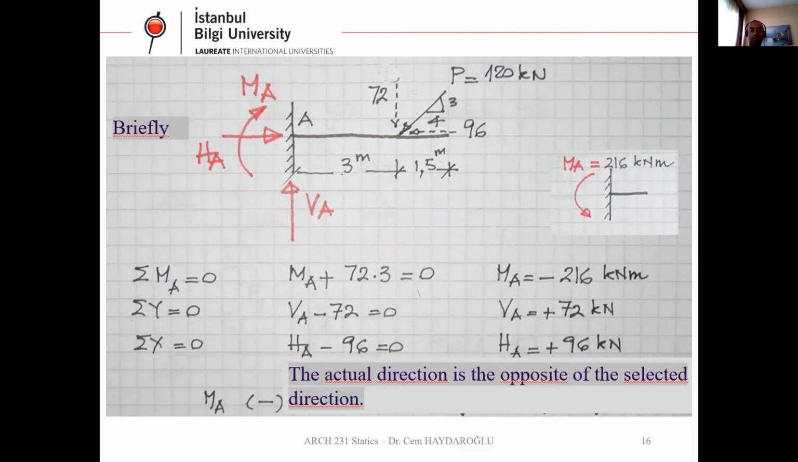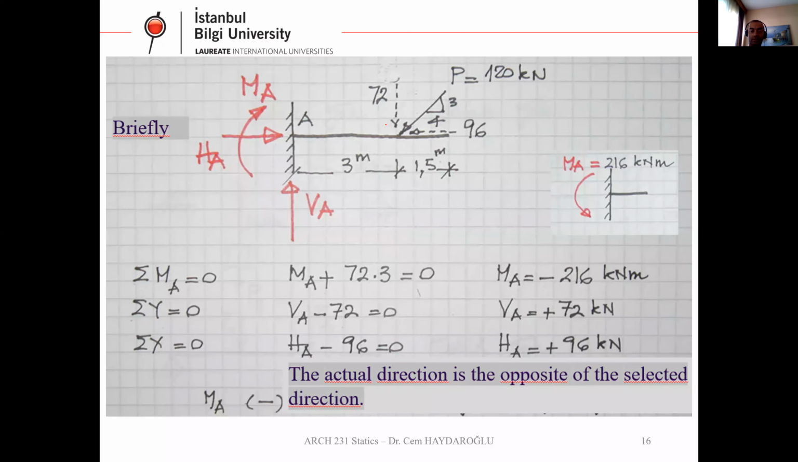Now we draw the support reactions and we are going to write the equilibrium equations, total MA. If we write the total moment around point A, as you can see, we have MA, the moment at the point, and what we have is 72, which makes a moment on point A.